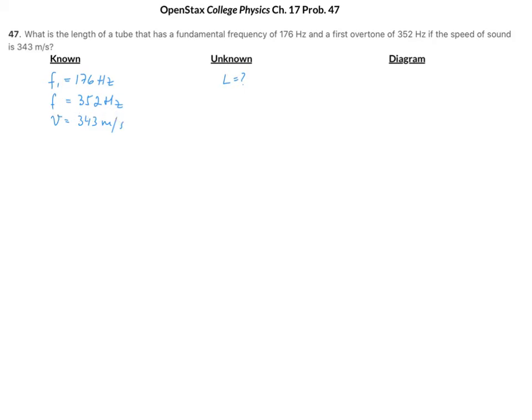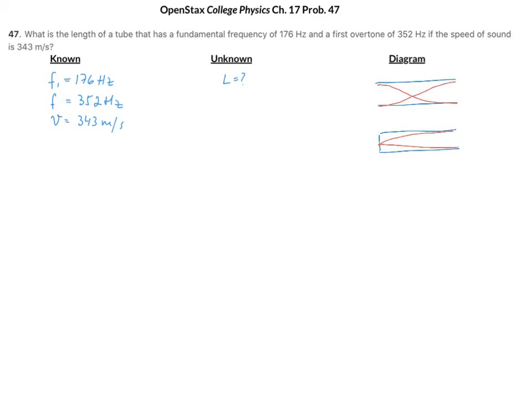Well, I don't because there are two different types of pipes that we can be dealing with. One would be open at both ends, and the other one could be closed at one end, open at the other. If we have a pipe that is open at both ends, then we know that there has to be an antinode at both ends. If we have a pipe that's closed at one end, then it has to have a node there and an antinode at the open end.